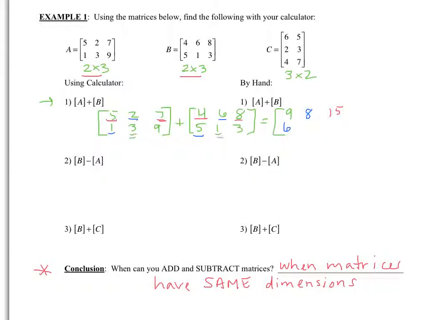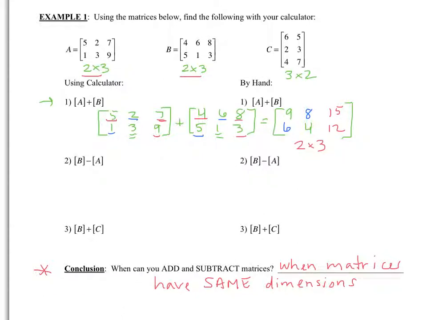3 plus 1 is going to give us 4. And then finally 9 plus 3 is 12. So the sum of these two matrices is that matrix there, 9, 8, 15, 6, 4, and 12. And if we recognize, our dimensions stay the same, a 2 by 3 matrix.